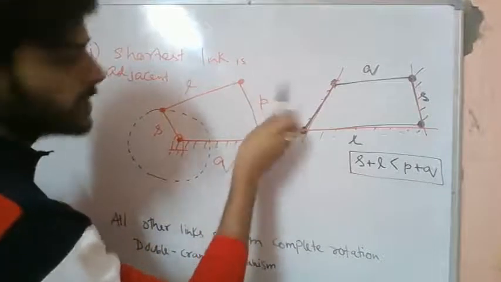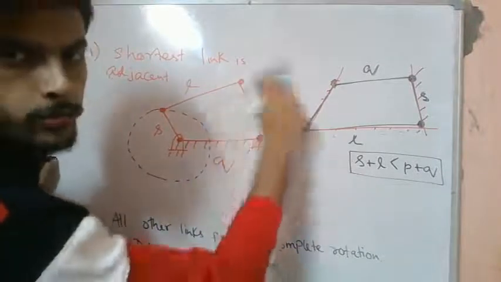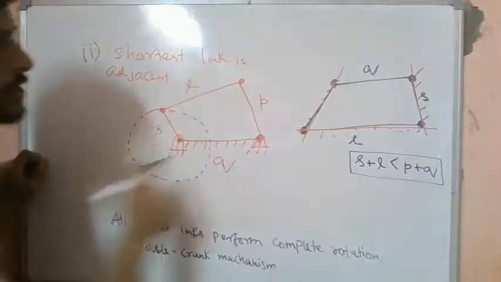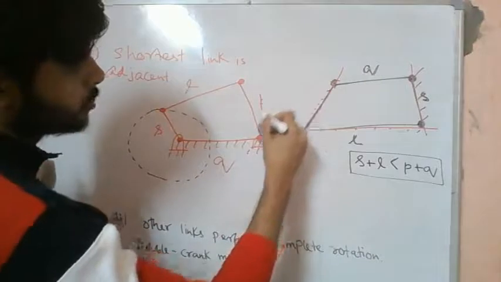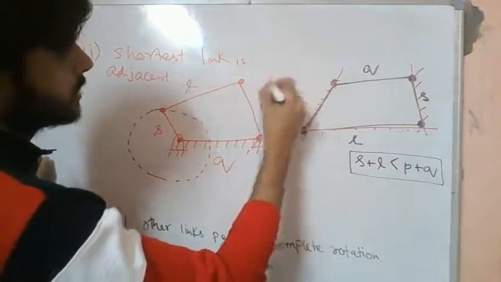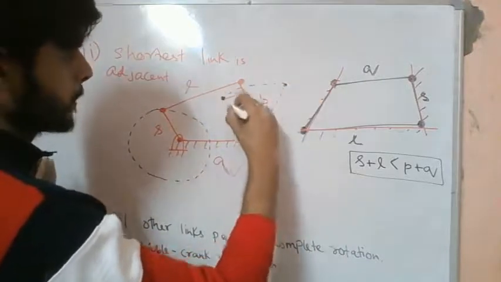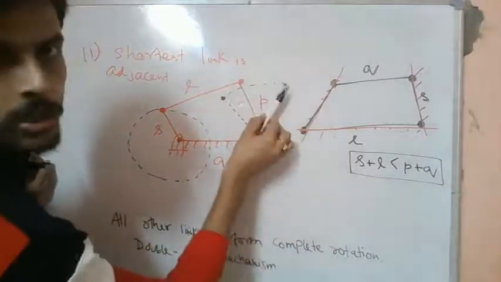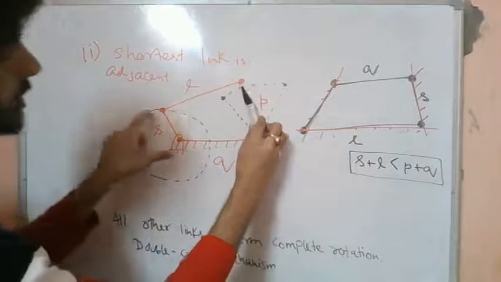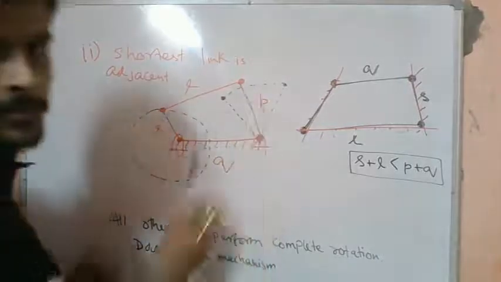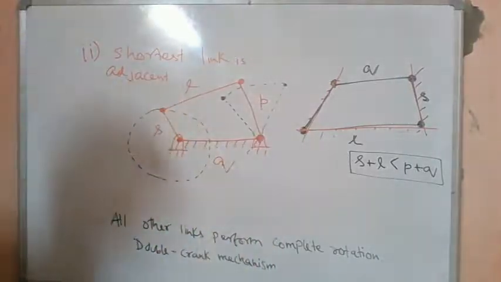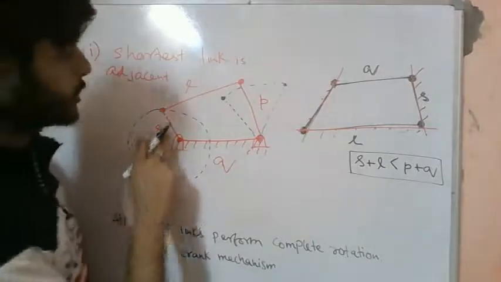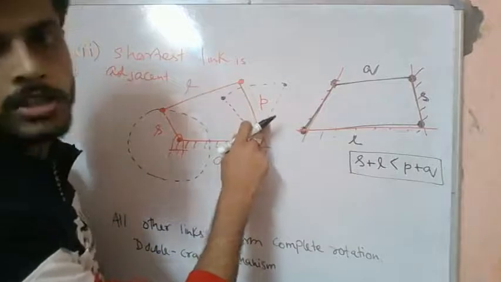This link can only oscillate and will not perform a complete rotation. It can oscillate, at max go to, let's say, this extent, and come back to this extent. So this might be the domain of rotation of this link, whereas this can perform a complete rotation. So when the shortest link is adjacent to the frame, we have one crank and one rocker.